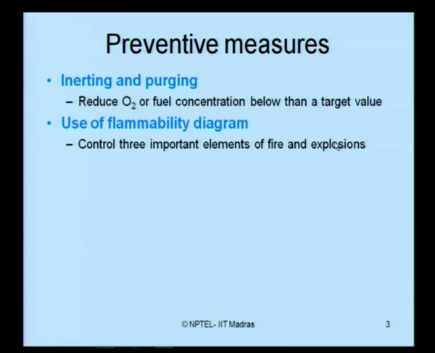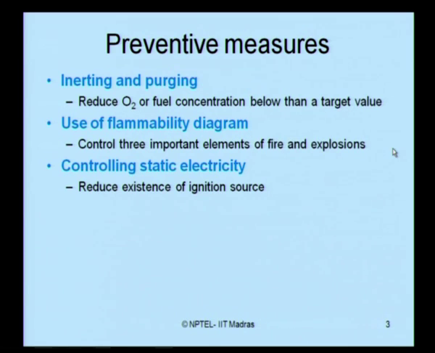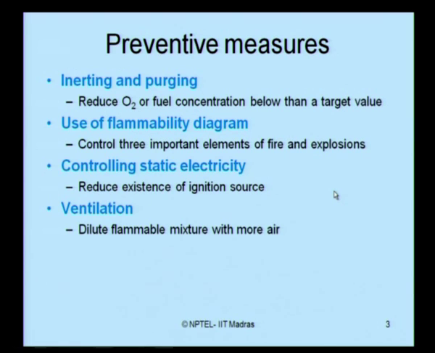We also understood how we can use the flammability diagram. We will discuss that in detail now. From the flammability diagram you can easily control three important elements of fire and explosion. The other preventive measure is what we call controlling static electricity, that is, to reduce the existence of ignition sources. The other measure is ventilation, diluting the flammable mixture with more air, because if you provide more ventilation, obviously the flammable mixture which is causing explosion or fire will get diluted due to the high concentration of air present in the system.